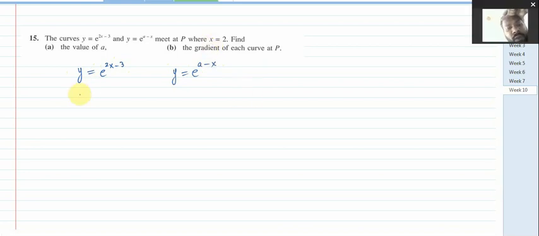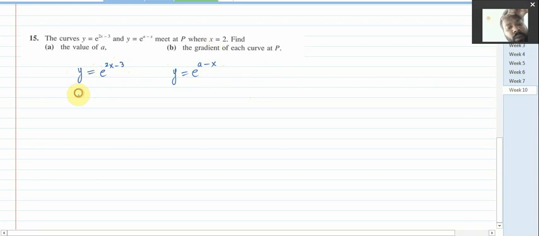So if I place the value of x = 2 in both of the equations, I get y is equal to e to the power 2 times 2 minus 3. So that will be y equals e to the power 4 minus 3, sorry, 4 minus 3, which leads to y equals e to the power 1. On the right side of the equation, y is equal to e to the power a minus x, and x is 2.